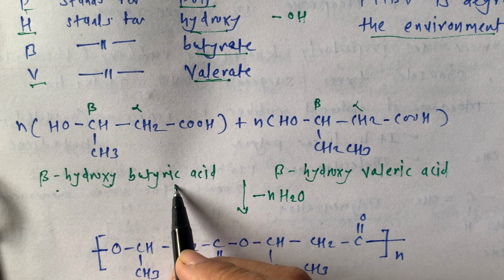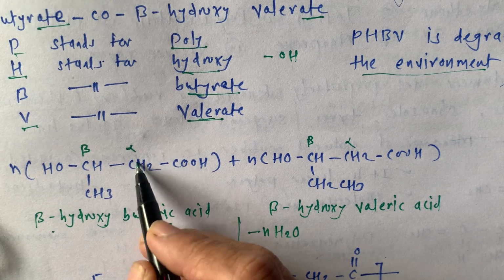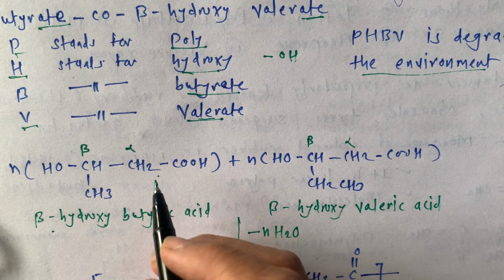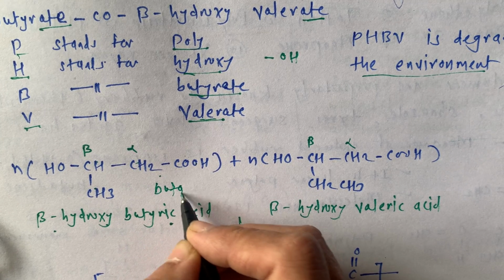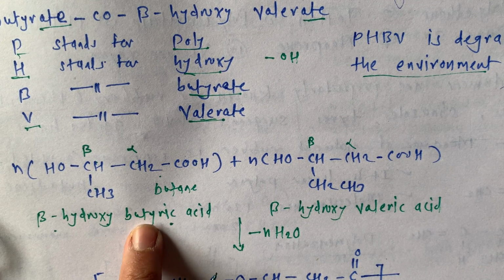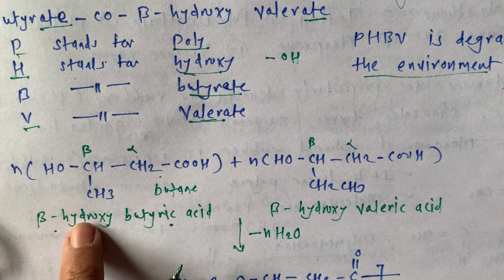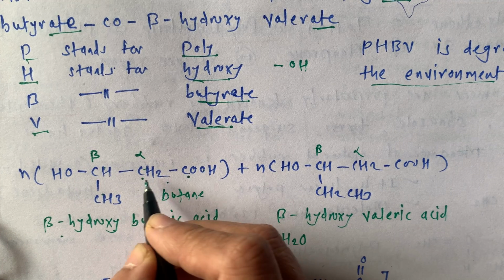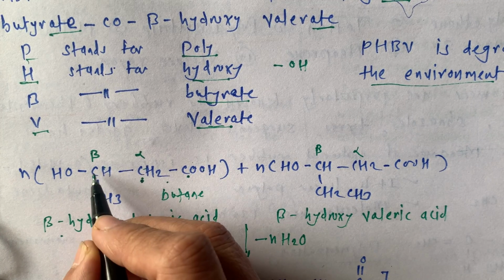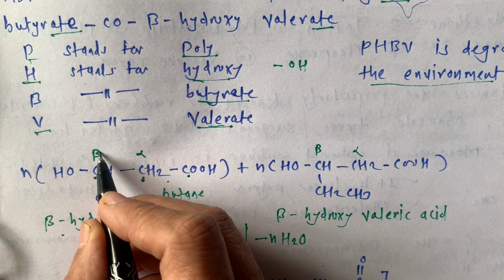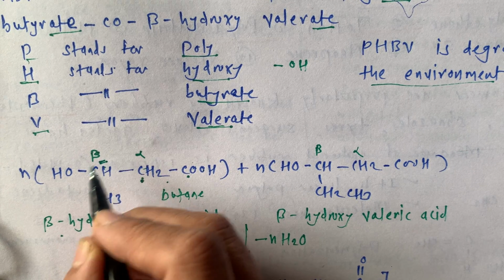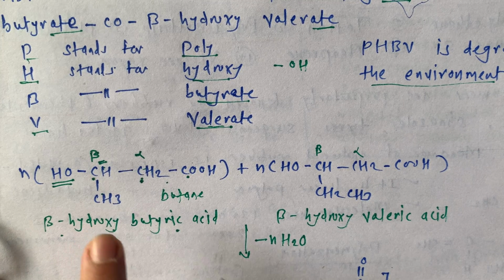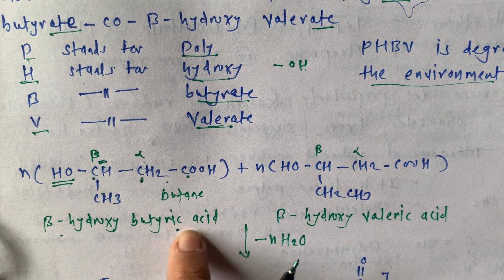Beta hydroxybutyric acid. See, 1, 2, 3, 4. Four means this acid is the derivative of butane, and so this is known as butyric acid. Now what does beta hydroxy stand for? This is the alpha carbon next to the functional group, the next carbon is known as the beta carbon, and on this beta carbon there is a hydroxy group. So this is beta hydroxybutyric acid.